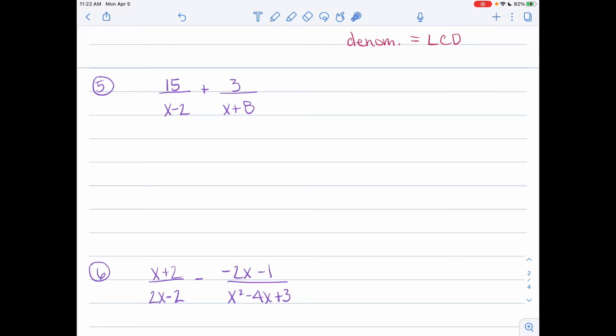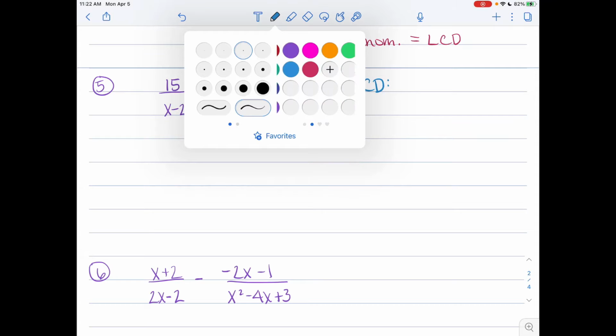Let's try another one. Again, give yourself some room here, maybe even a little more than you did before. We're going to write a factor, top and bottom, as a fraction. Let's first take a look at our LCD, and here's what I'm seeing.